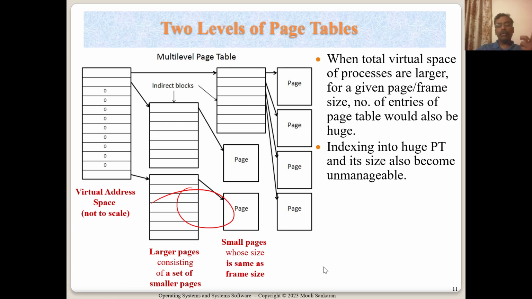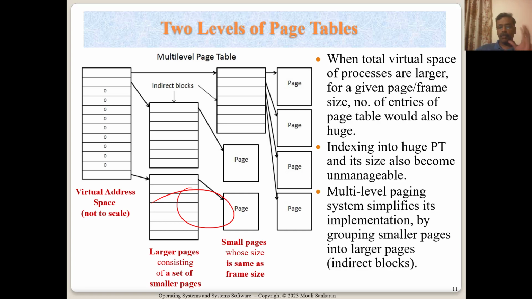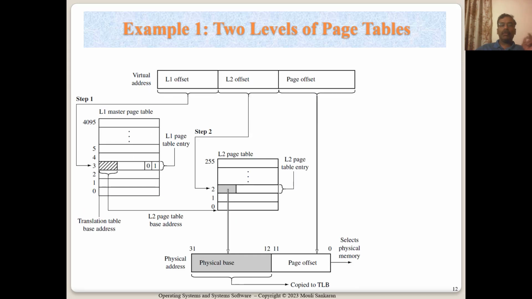So now if you have a single level of page table, I said that indexing will be too many because all the page numbers are there in it. But if you divide them into two, then the number of entries of each of them will come down. I will show you with an example, then you will be able to understand. The multi-level paging system simplifies its implementation by having indirect blocks. Now, let me give an example.